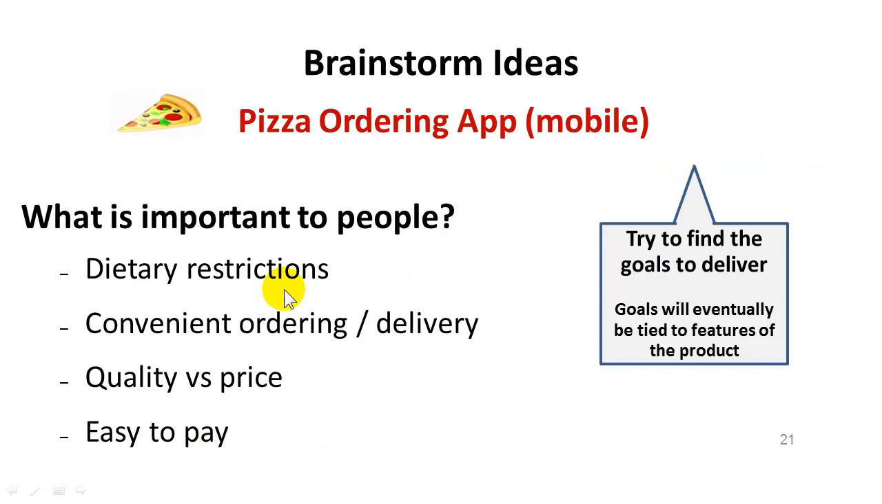So here again, the more you can brainstorm at this strategy plane, the better your products will be. We're going to try to find the goals that are going to be delivered, because these goals are eventually going to be tied in to the features of the product. So what is important to people? Are dietary restrictions important? Are convenience in ordering and delivering important? Which is more important, quality or price? Is easiness in paying important? By looking at these ideas, we can turn them into goals and weave them into our product.